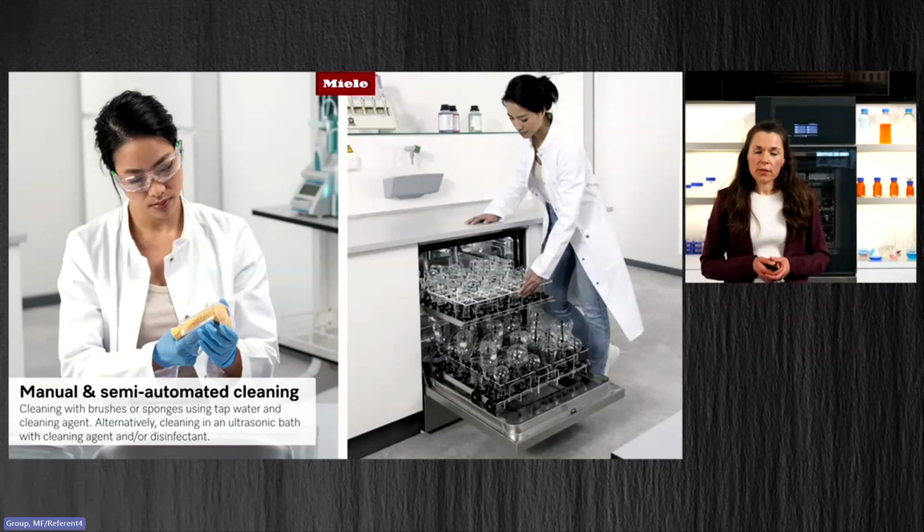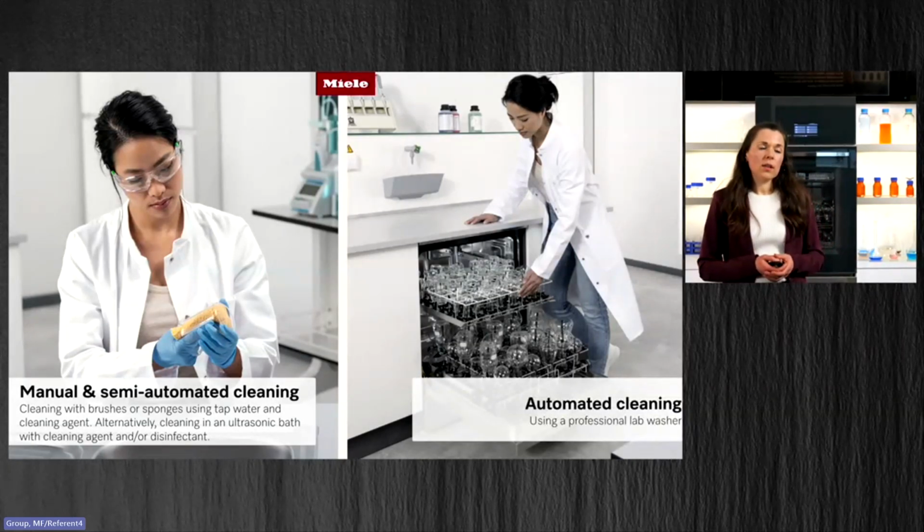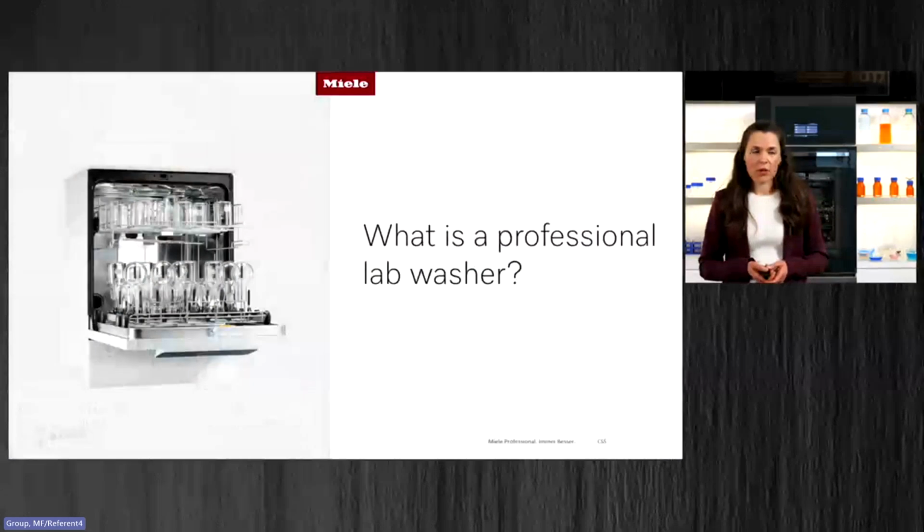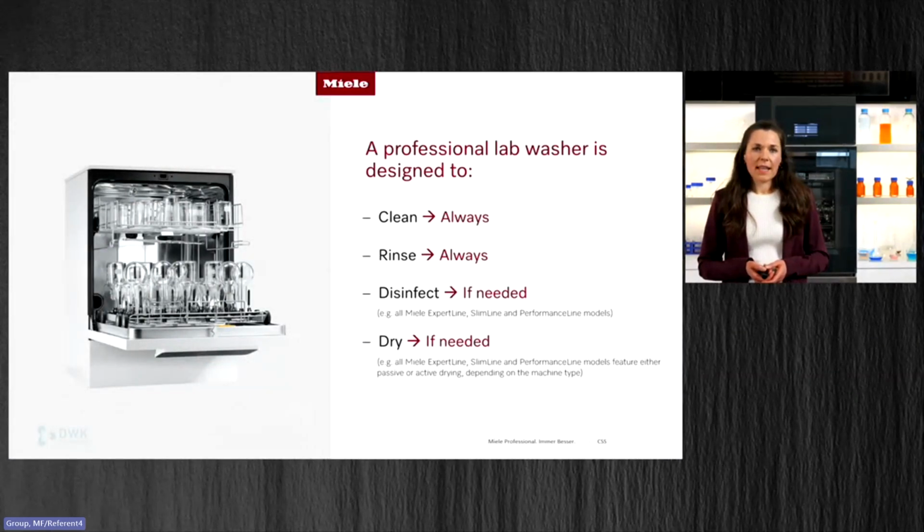The alternative to that is cleaning with a professional lab washer. That's what we call automated cleaning. So what's a professional lab washer? Essentially, a lab washer is a system that is designed to clean, to rinse, and if needed, also to disinfect and to dry the lab glassware.